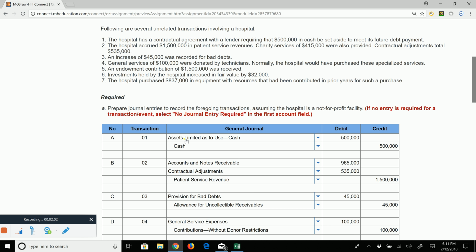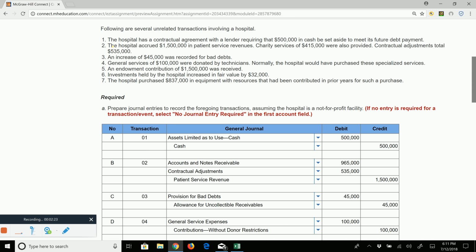Now, the reason we do this is because we want to keep it on a separate line item in the balance sheet. This is very similar to a private nonprofit's or a public nonprofit's use of restricted cash that we learned in an earlier chapter.